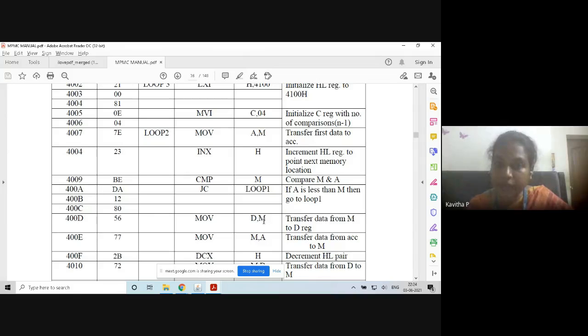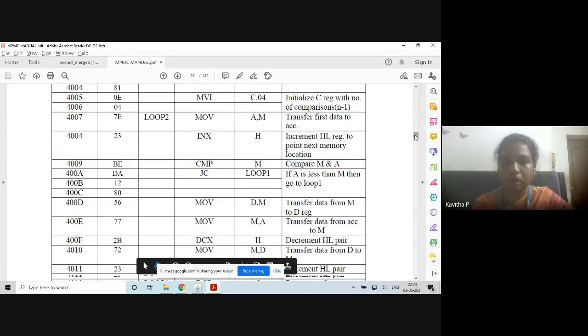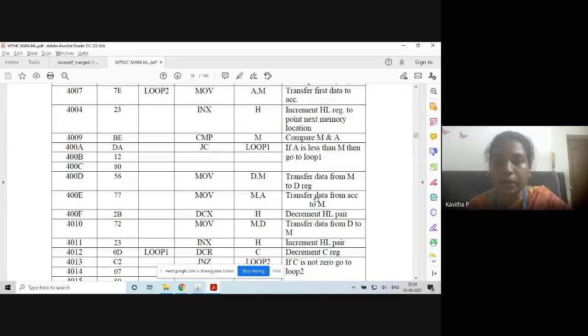So the memory location value 5 has been transferred to the D register, and the accumulator value is moved to the memory location. The accumulator has the value 15, which is now moved to the memory location 4101. And then, in the memory location we have the value 15, and it is moved to the current memory location, which is 4100. Then MOV M, D. Now D has the value 5, so that value 5 will be shifted to the memory location 4100, and then increment H.